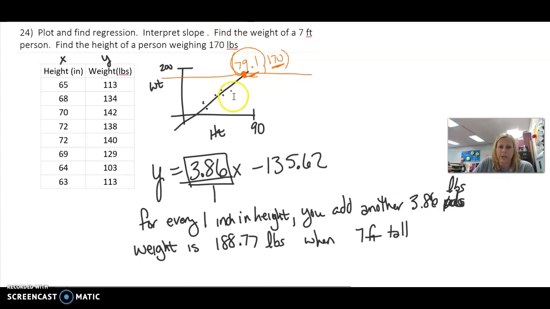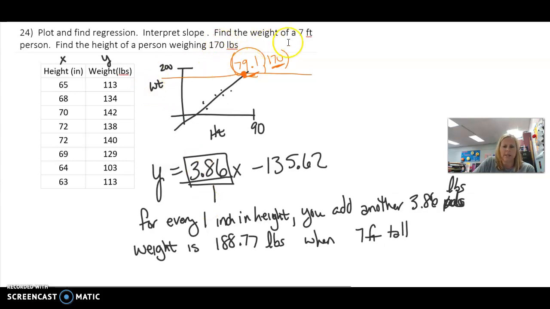When I ran my linear regression, remember you go to Stat, Calc, Lin regression, and you put it in your Y1, and this is what you end up with. I will expect you to know what these values mean, so I will ask you to interpret the slope. So this is your change in Y, so my weight is going to go up 3.86 pounds for every 1 inch in height.